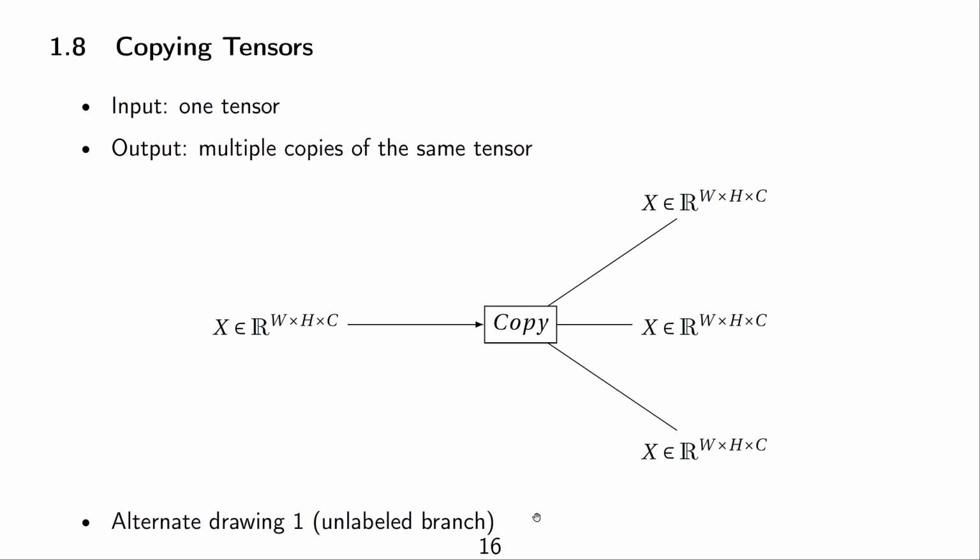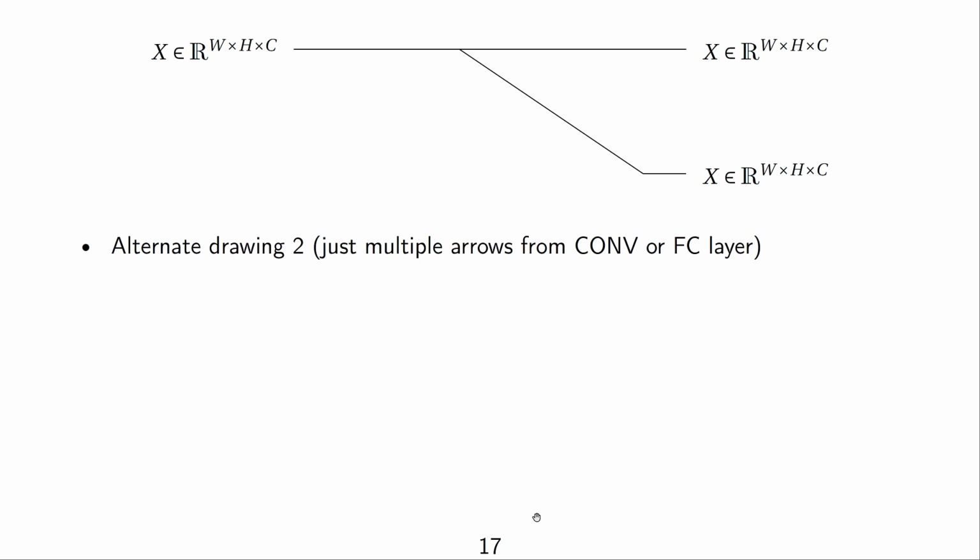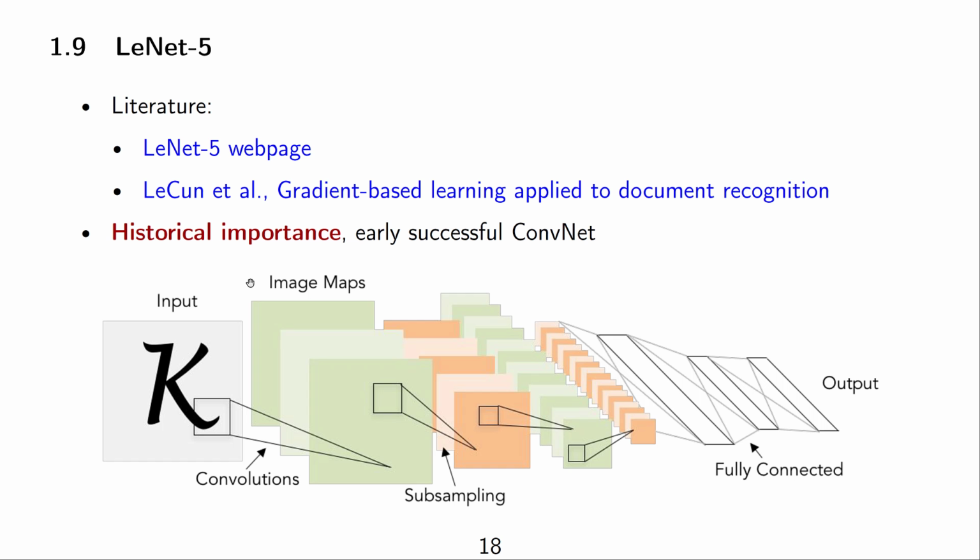What you sometimes see in a network is an unlabeled branch. So you see something like this. There's a tensor x that travels, and then there's just a fork in the path, and that denotes that there will be a copy made of this tensor, and this copy will be sent along the two branches. Also, another drawing style that you will often see is that there's just the output of one layer will be sent as input to multiple other layers. For example, multiple other conv or FC layers.